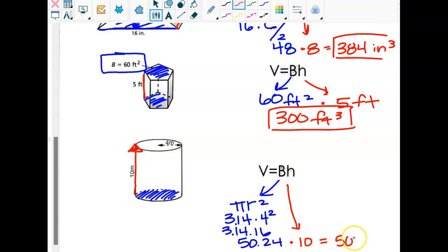So hopefully you got 502.4 meters cubed.